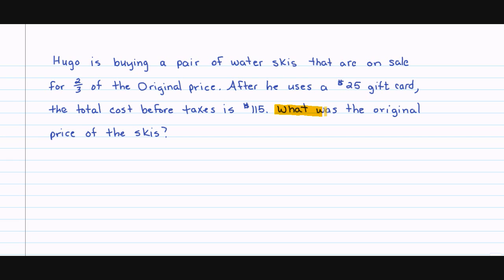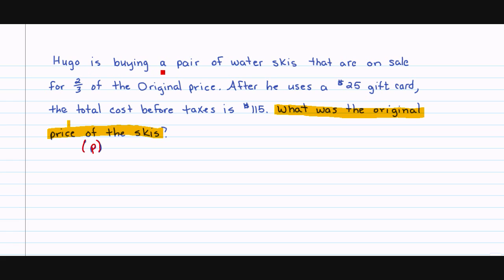Next is to outline what we're looking for. The reason we outline what we're looking for is because that's our variable. That's our unknown, the price of the skis, which we're going to use P. Let me use a different color here. P. Because that's what we don't know, that's what we're going to look for. Okay, let's go back and pick out our keywords.